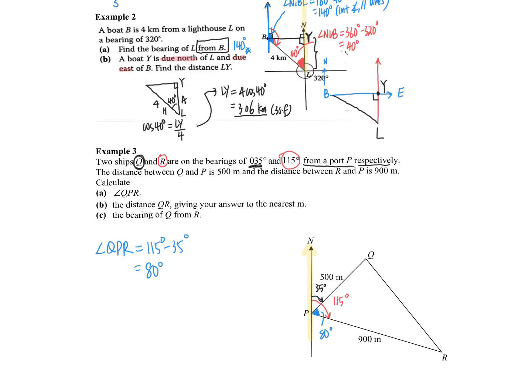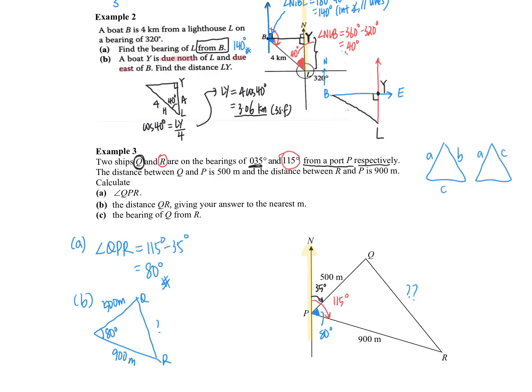Then they ask, what is the distance QR? Then you forget about the bearing. Imagine you have this triangle. They want you to find this length. You have 80, you have 500, and you have 900. How would you find this? Cosine rule. Because remember, cosine rule is all 3 sides given, or 2 sides and the included angle between. So these are the 2 criteria where you use cosine rule.